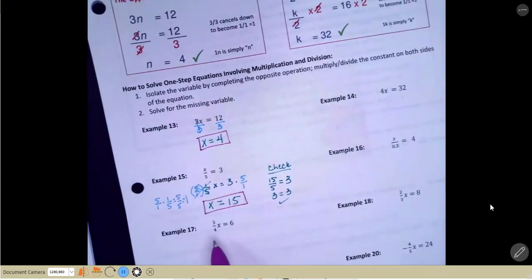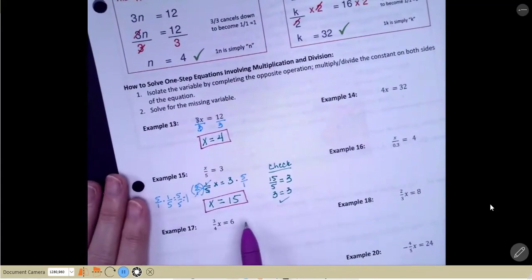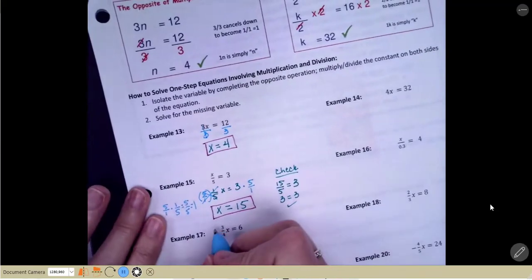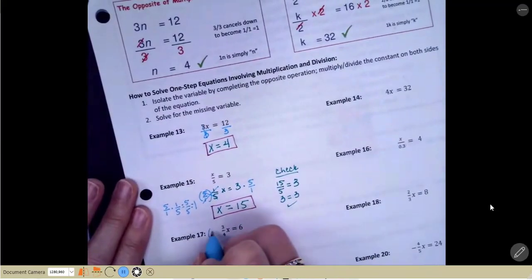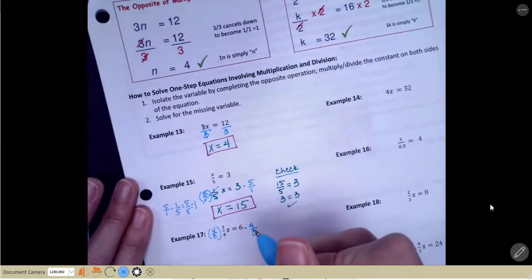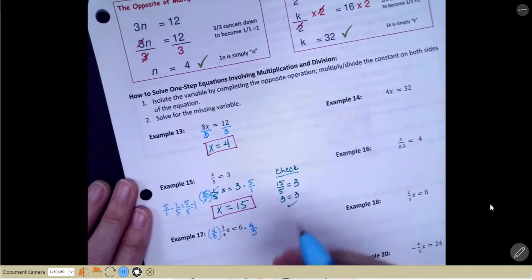Example 17 is the same thing. 3/4 x equals 6. We're going to multiply by the reciprocal. So I'm going to multiply this side by 4/3, and I'm going to multiply this side by 4/3. And if it helps, you can put your 6 over a 1. Okay?